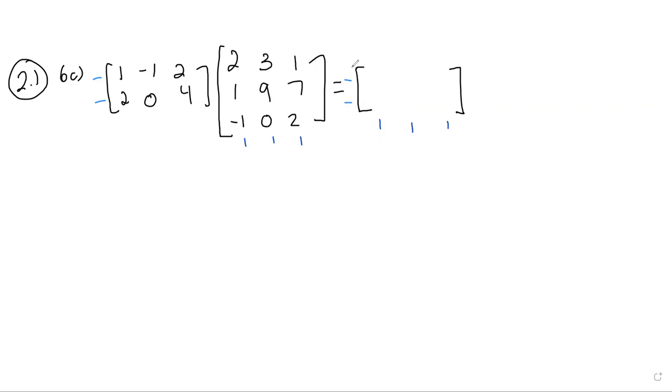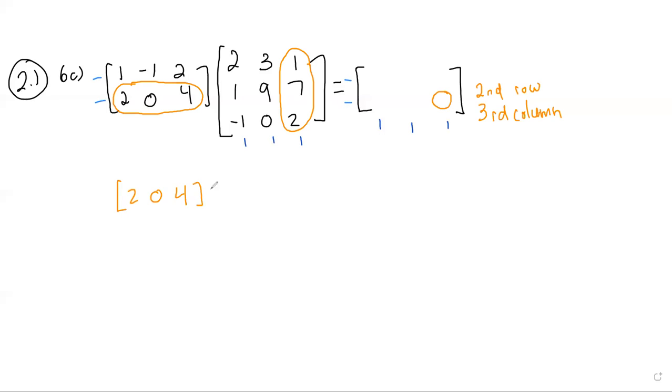And so now let's say that I want to find this entry right here. So this entry is the second row and the third column. So what I'm going to do to find that is basically multiply the second row of the first matrix by the third column of this matrix. And now this is going to follow our row by column multiplication, which if you've heard the term dot product, it's basically that. So if we want to figure this out, it'll be 2, 0, 4 times 1, 7, 2.